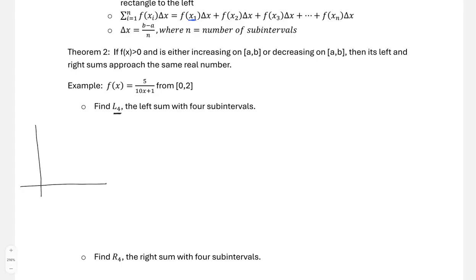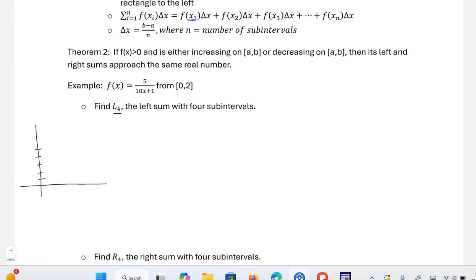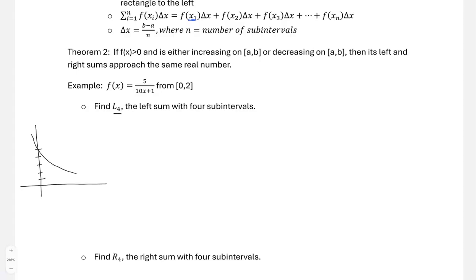We could pull it up in Desmos also. I'm just doing it on my calculator off to the side. 5 divided by 10, x plus 1. It's going to cross that y-axis here at 5. And it's going to look something like this, going from 0 to 2. We're looking at 4 subintervals, so 4 rectangles.